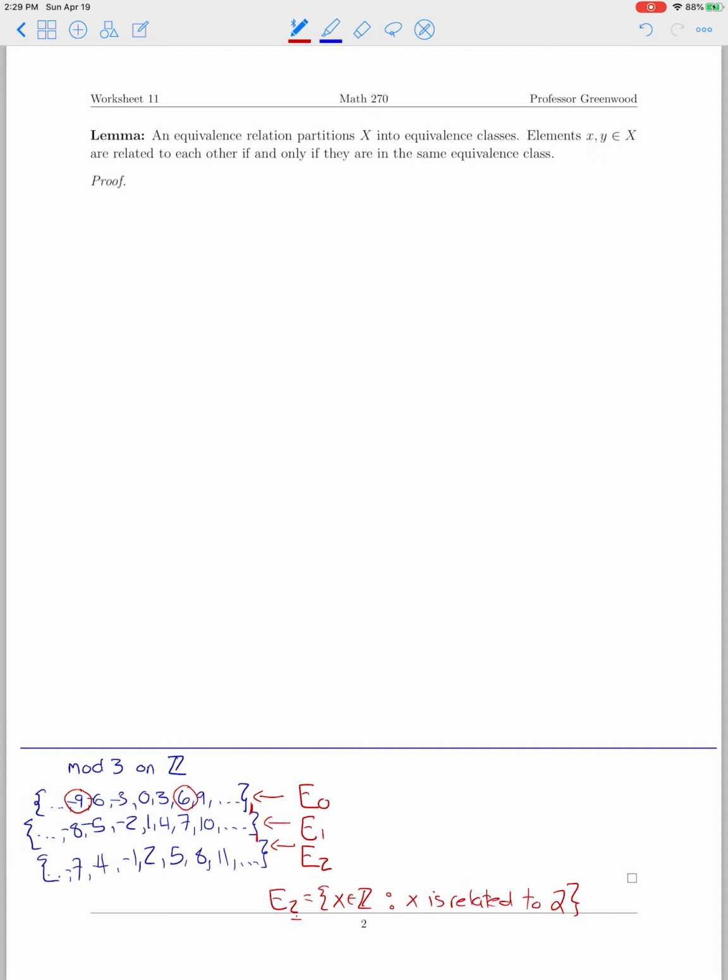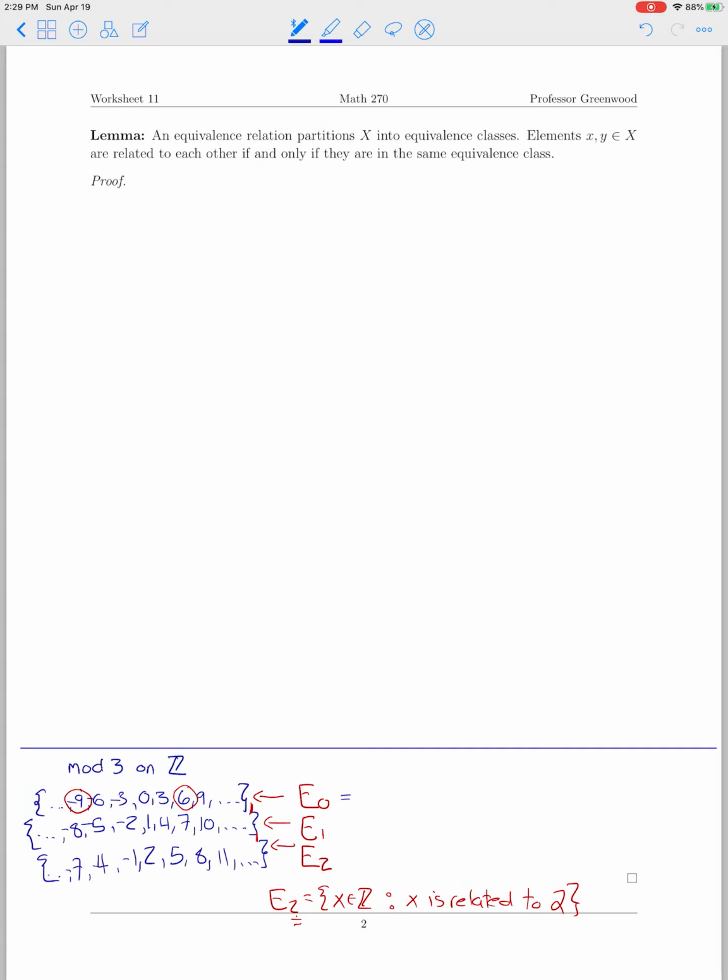So E sub 2 is always going to be the set of objects in your original set that are related to the number 2. And so now each one of these, E0, E1, and E2, makes sense according to this definition. It is the case that this notation is flexible in the sense that we could have written these sets in more than one way.